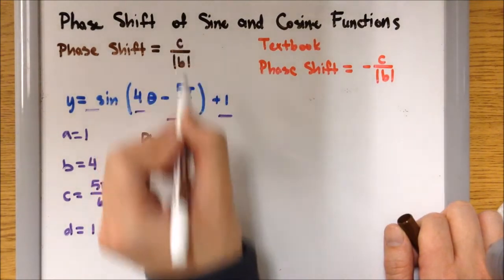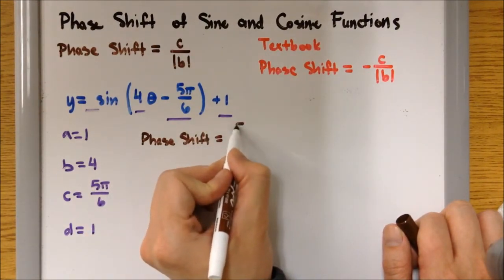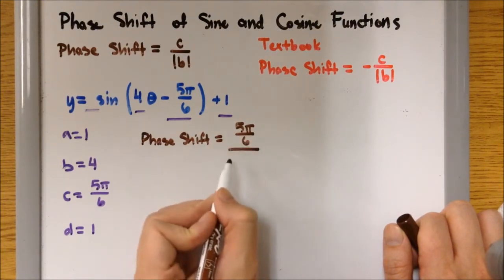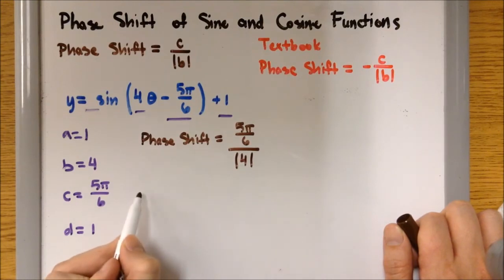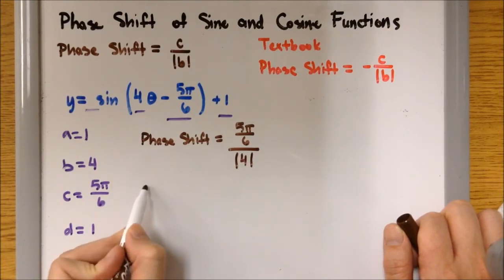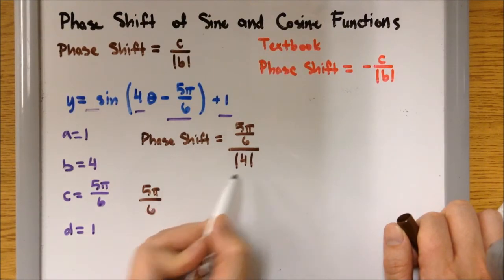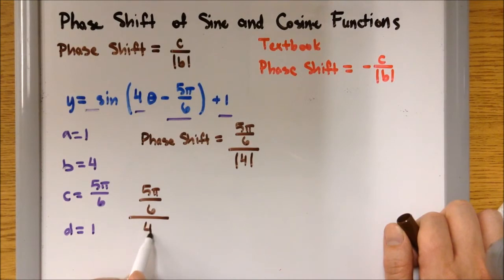Is equal to C over the absolute value of B. So my C is 5 pi over 6, over the absolute value of B, which is 4. And I'm going to move all the way over here. So 5 pi over 6. Now the absolute value of B, or the absolute value of 4, is simply 4. So now we have a fraction within the whole fraction.